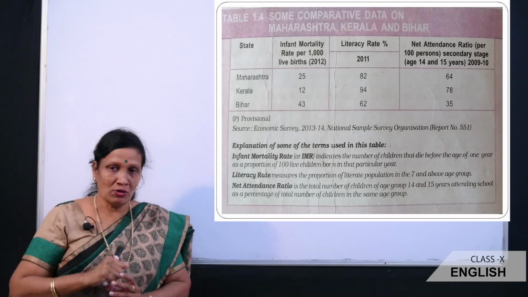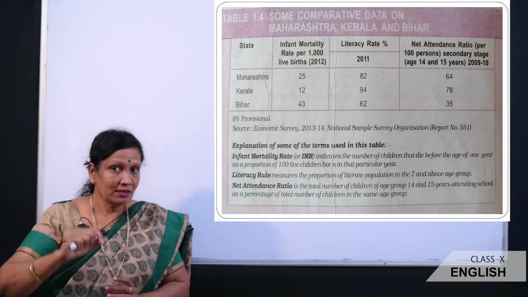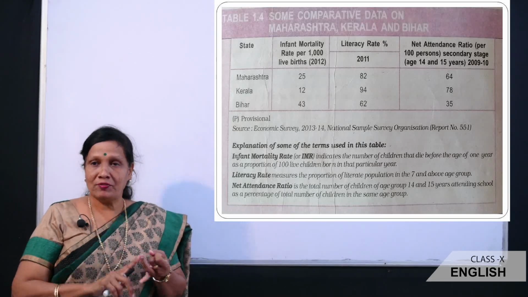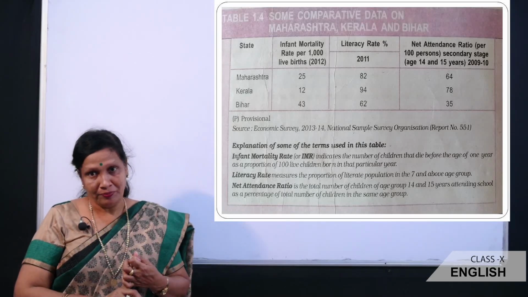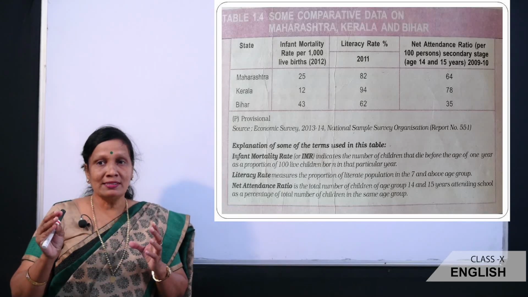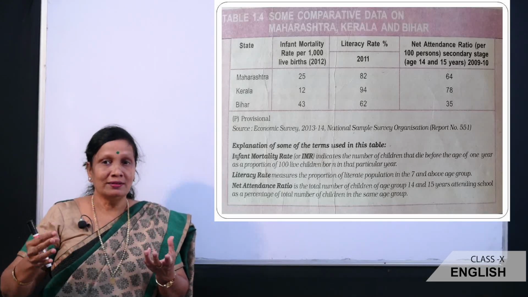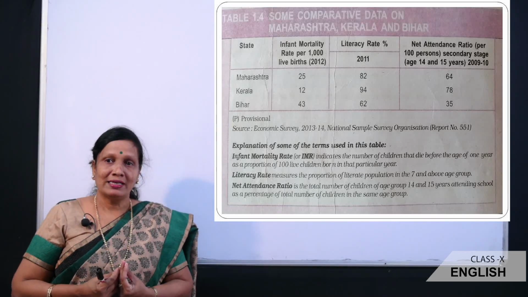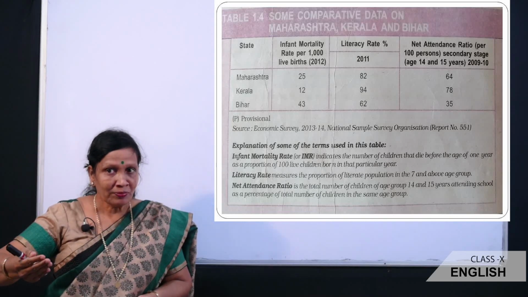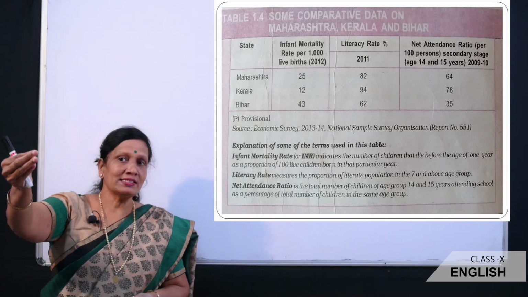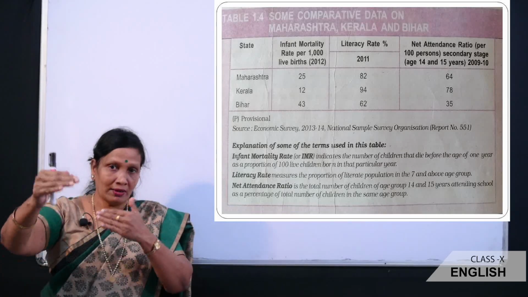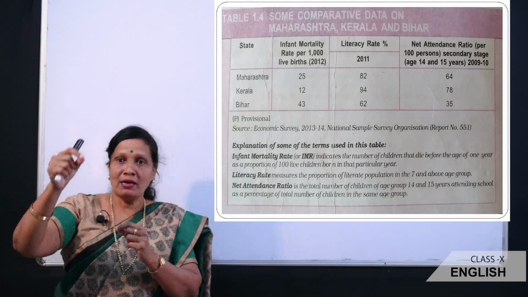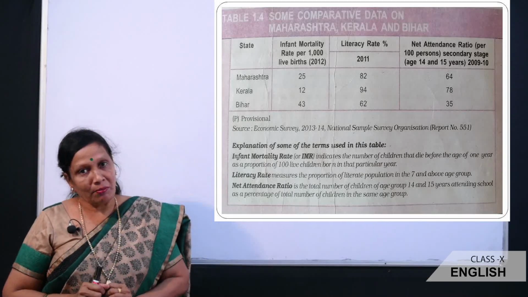So they have taken 3 different criteria for comparison between 3 different states. The explanation is also given below of the various terms that have been used for comparison. So here it is: infant mortality rate, literacy rate, and then the attendance ratio. Okay. So when you look at this, you see that Kerala is the state which has got a lower infant mortality rate, and then the literacy rate is also more there, and the attendance ratio is also more when compared to Maharashtra and Bihar. So in this way, by looking at this table, you can make the comparison.